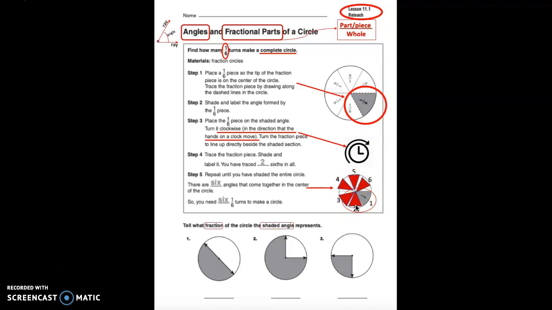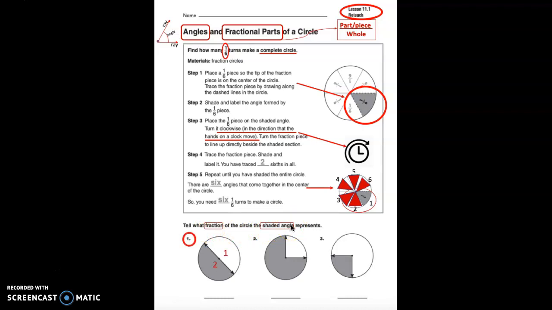Let's take a look at the bottom of the page. It says, tell what fraction of the circle the shaded angle represents. And as you can see, I've coded my directions. Fraction, so we're going to name a fraction, and we're looking for the shaded angle.